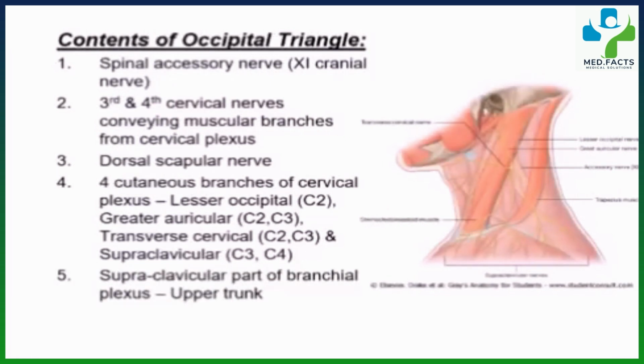Then there is also the supraclavicular part of the brachial plexus. A part of the brachial plexus also passes through it before it goes into the upper limb and supplies the muscles of the upper limb. Then in this area we also have an artery. This is called the superior cervical artery, and we also have the occipital artery, somewhere here.